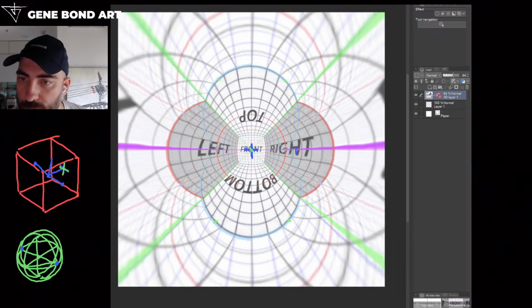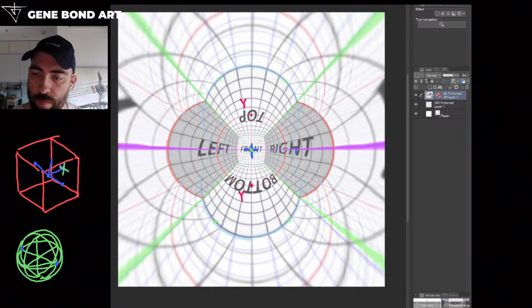Now let's see. So you see, like before, we still have, okay, so here we have the y top and y bottom vanishing points. Here we have the left x and right x vanishing points. Z is still in the center of the direction of our vision.